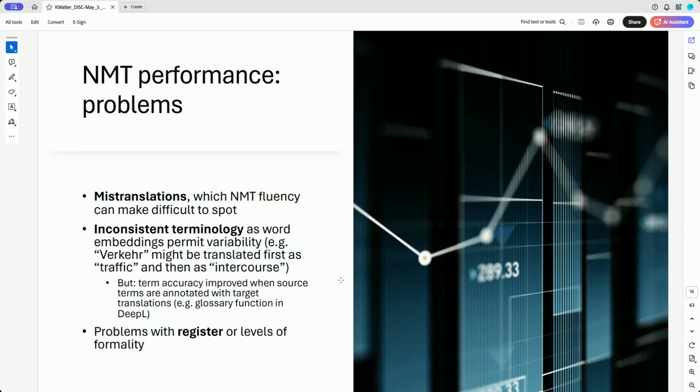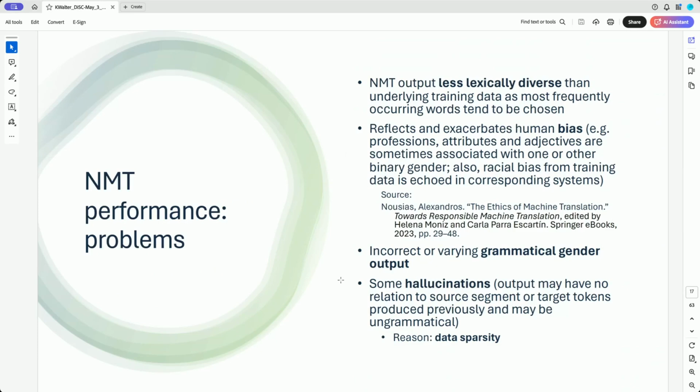There are still problems with register or levels of formality. NMT output is less lexically diverse than the underlying training data, as the most frequent words tend to be chosen. And it also reflects and exacerbates human bias. I suppose we can't really accuse these systems of being biased, but the training data show or mirror bias, and that's what comes out. They may use incorrect or varying grammatical gender output, and there are still some hallucinations where the output may have no relation to the source segment or to other target tokens. And when this happens, it is usually due to data sparsity.